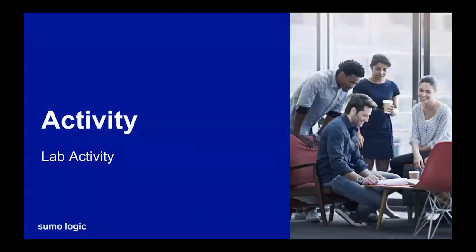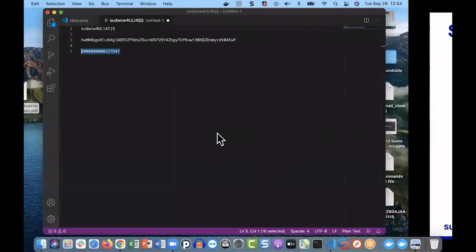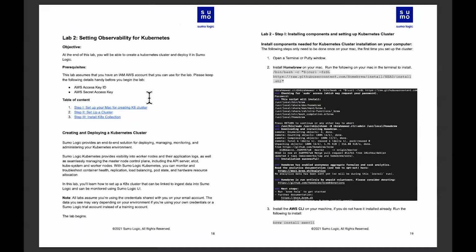Okay. And that's going to bring us in here to lab number 2. So here in lab number 2, we need to install some Kubernetes tools. So let me go back out to my directions here for lab 2, setting up observability. We need to create and deploy a Kubernetes cluster. Now, these directions were written for a Mac, which is typically what everybody at Sumo Logic has. If you're on a Windows machine, then you probably want to launch PuTTY, okay? If you're on a Mac, you can launch Terminal.